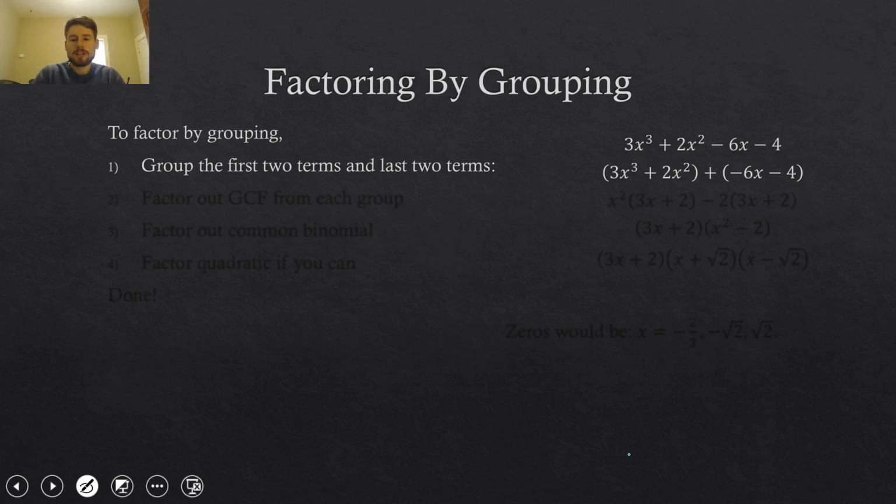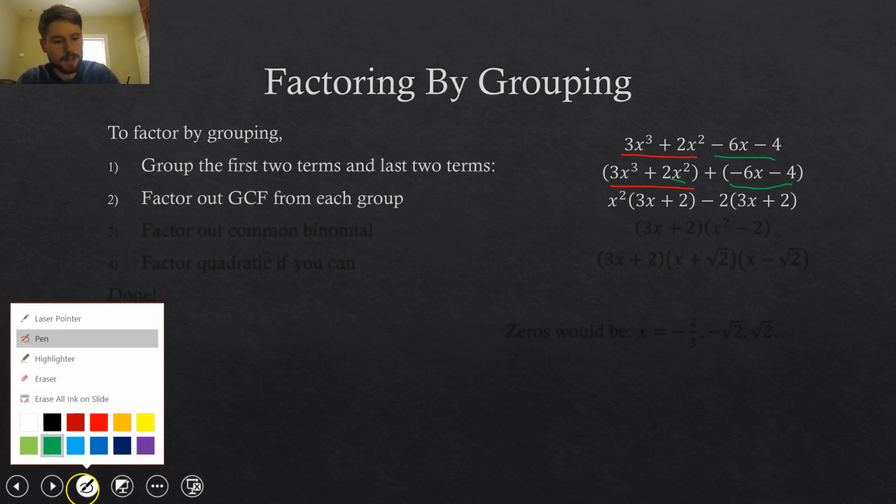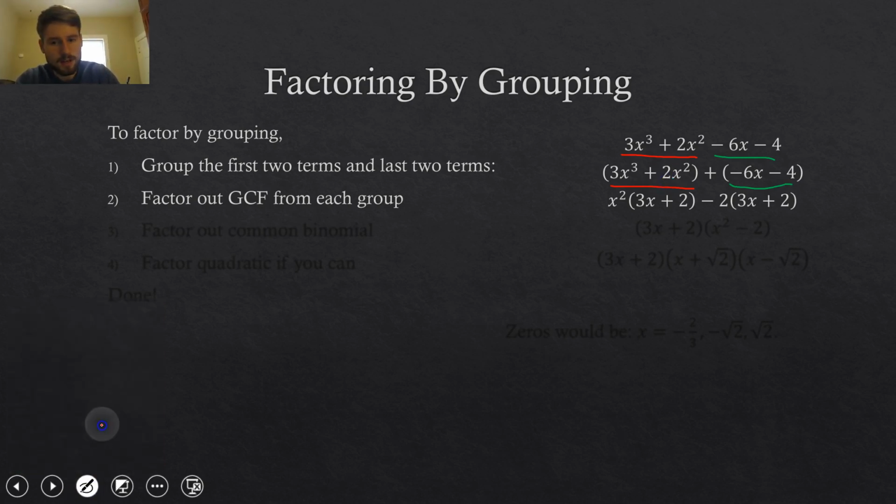So we've got 3x cubed plus 2x squared as our first two. I just put parentheses around them. And then we've got negative 6x minus 4 for our other two. Okay, now we factor a greatest common factor from each group. So from the 3x cubed plus 2x squared team, we can see an x squared is what's common. Whoops, don't want to use green, it's the colors. So we have an x squared that's common, and that leaves us with 3x plus 2 left. So that's the greatest common factor of 3x cubed and 2x squared.